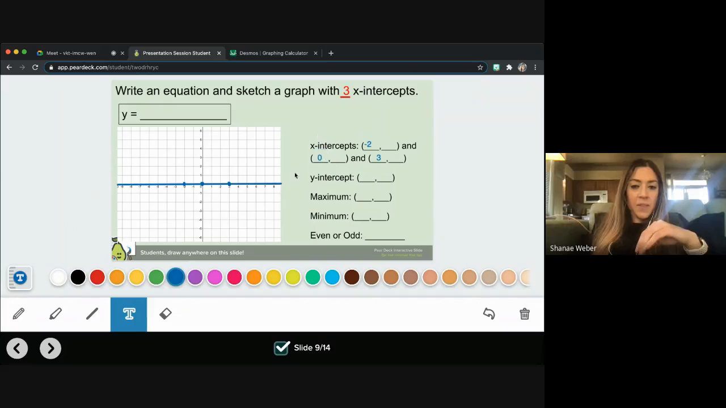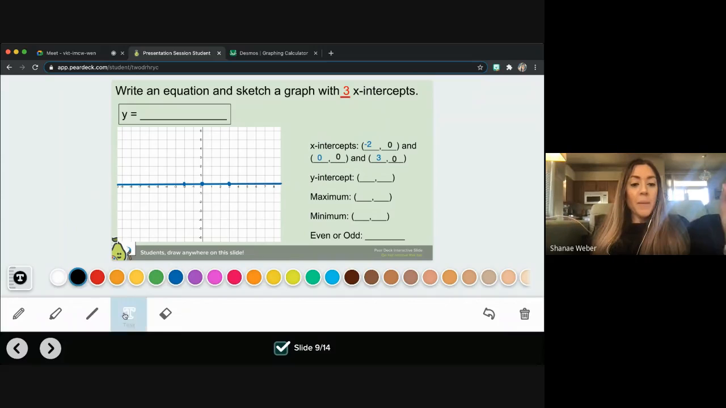I'm going to go ahead and fill it in with my zeros. So -2, 0, 0, 0, and 3, 0. You can choose whatever numbers you want, as long as they're on that blue line. I really do like to keep one of them to be 0, though. It makes things a little bit easier.